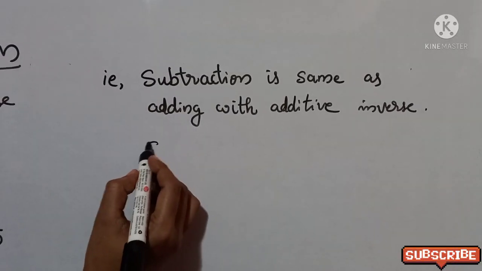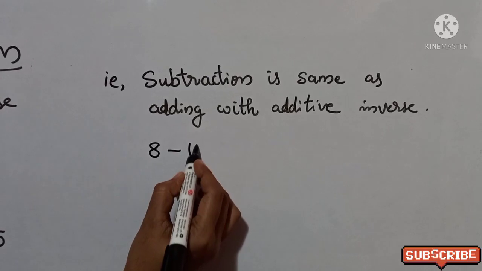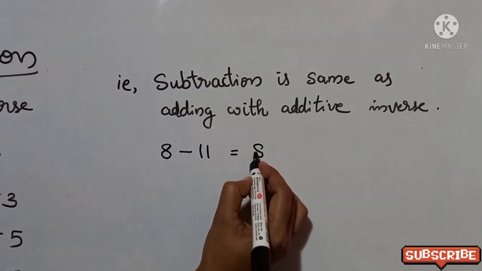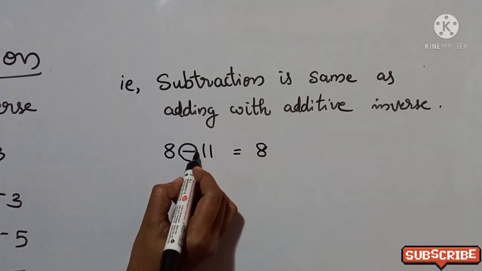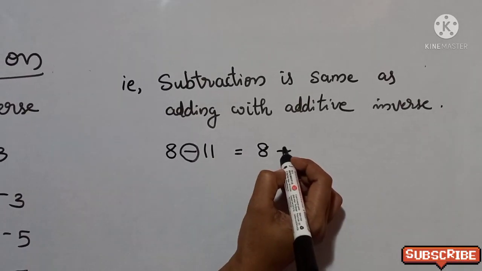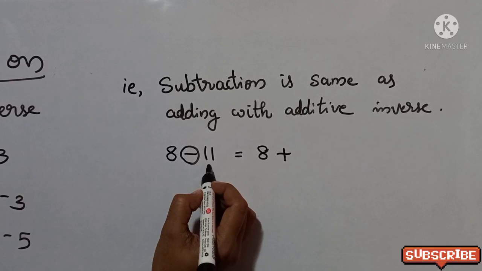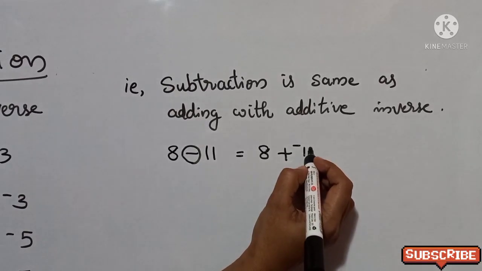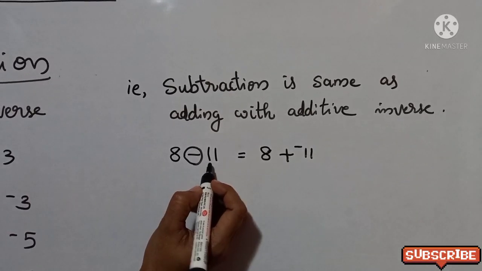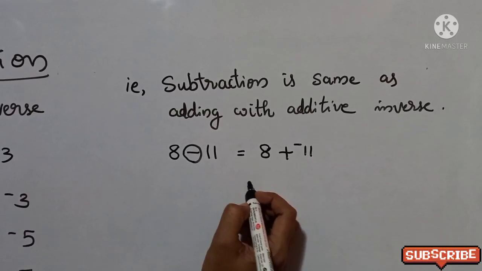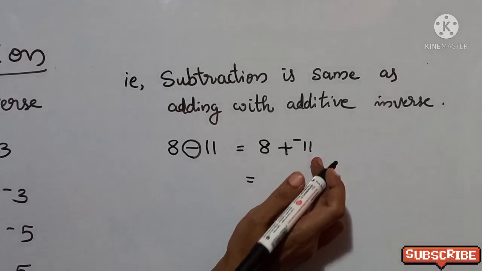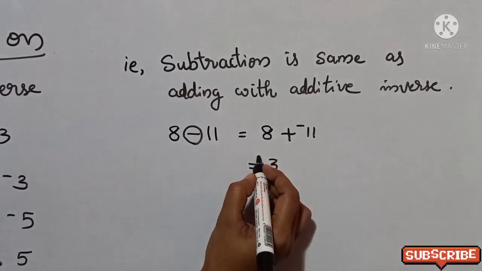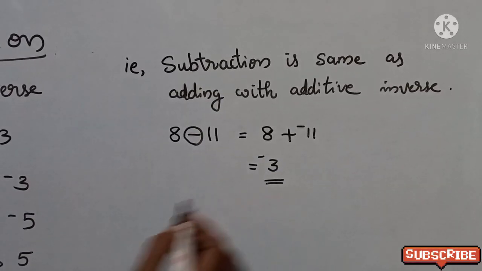Let us see one question. We have to subtract 11 from 8. 8 minus 11. For that we write 8 here, and here it is minus. Make this plus and write the additive inverse of 11, which is minus 11. Then add 8 and minus 11. 11 minus 8 is 3, and 11 is the larger one here, so the answer is minus 3.